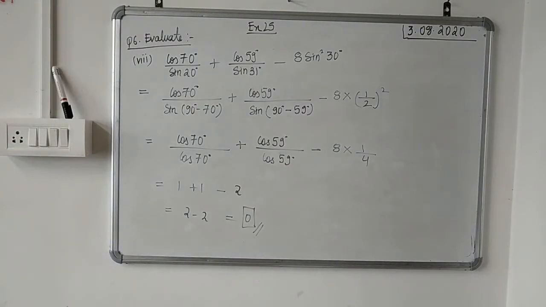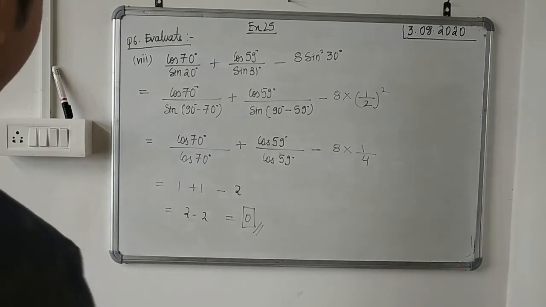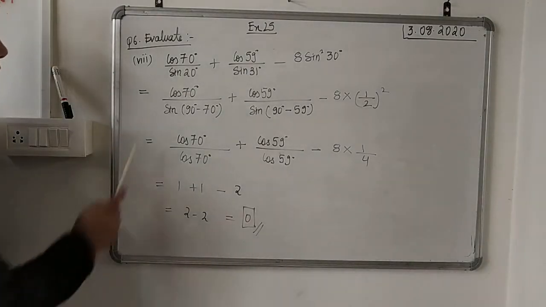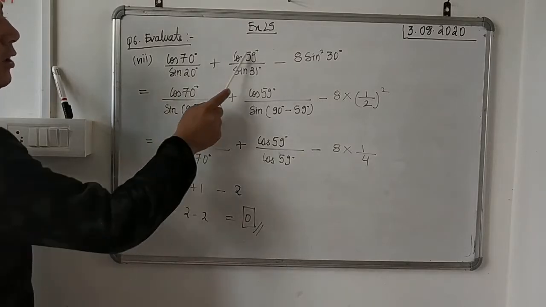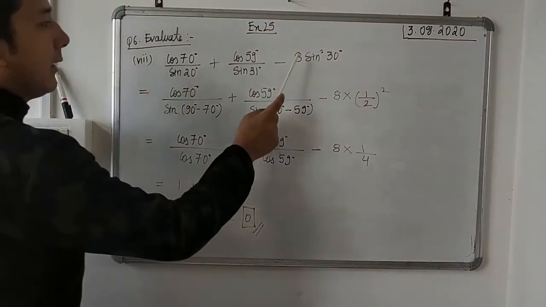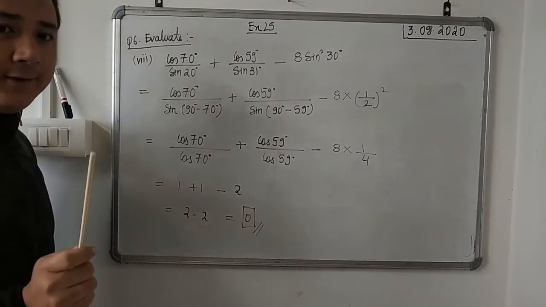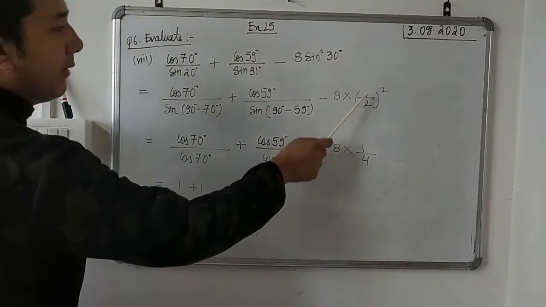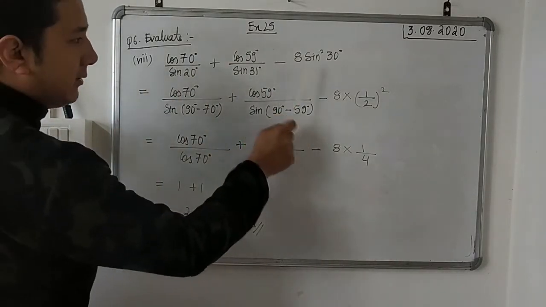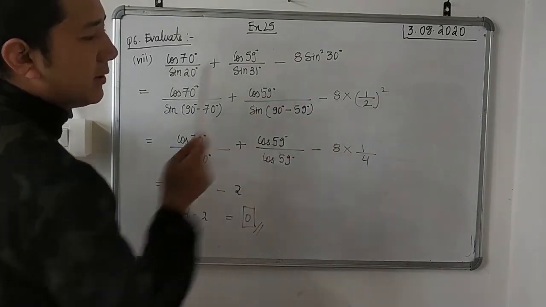Alright, we move to the next question, that is question number 6 part 8. So question number 6 part 8 is cos 70 by sine 20, cos 59 by sine 31, and 8 sine square 30. By the way, what is the value of sine 30? Sine 30 is 1 by 2. Okay, so 8 into (1 by 2) square, so square is there.